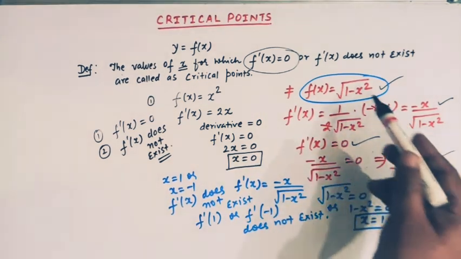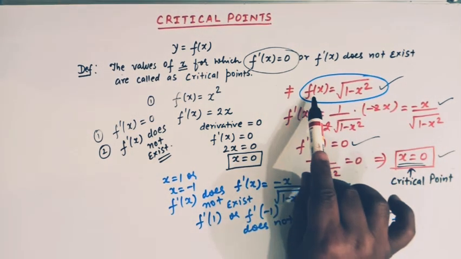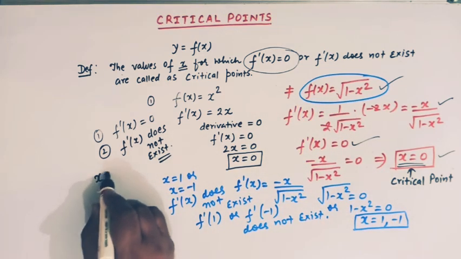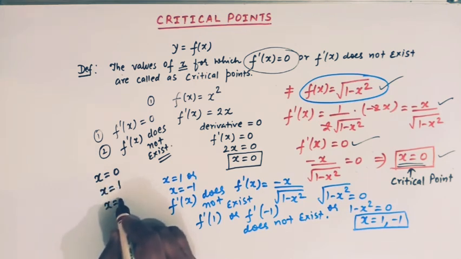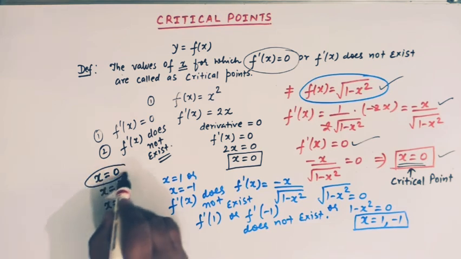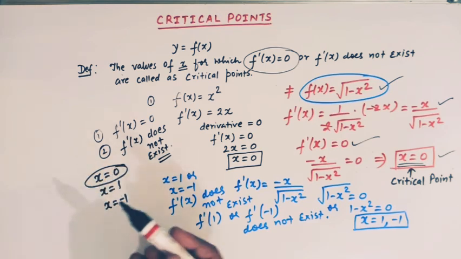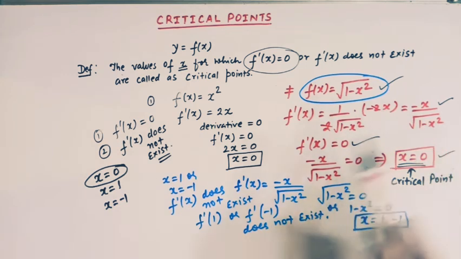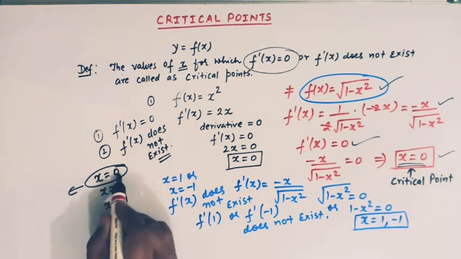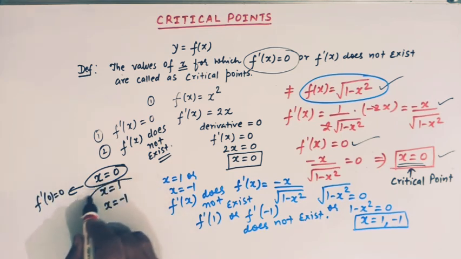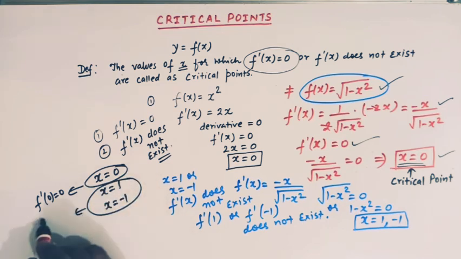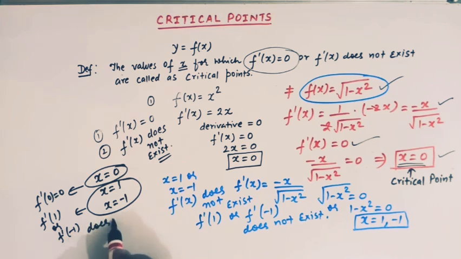So we have concluded that for this function the critical points are x equal to 0 and x equal to 1 and x equal to minus 1. So here at x equal to 0 the derivative is 0, that is for x equal to 0, f prime of 0 is equal to 0, and at these 2 points the derivative does not exist, right? So f prime of 1 or f prime of minus 1 does not exist.